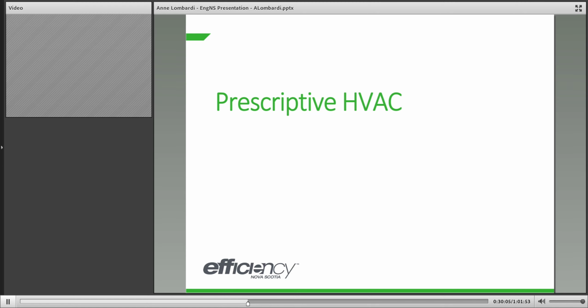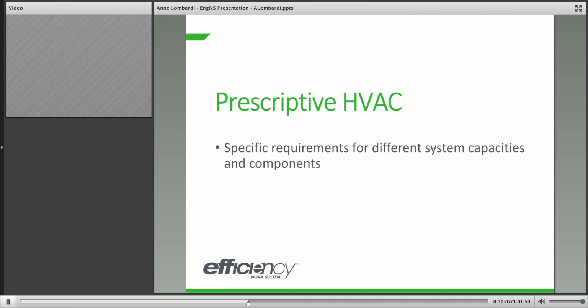Okay, prescriptive HVAC. Briefly, the code has specific requirements for different system capacities and components. So depending on, say, the size of your heat pump, there are certain performance requirements. There are minimal changes to this section between the two versions of the code. And there's lots in there, like tables and tables of information, so I won't try and summarize it, but it is there. It's fairly straightforward, easy to follow.